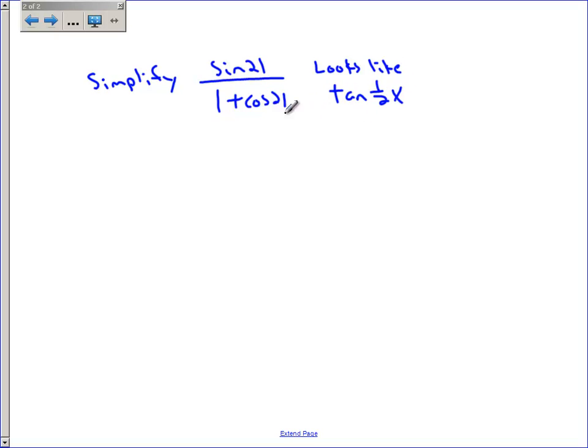And you saw the tangent of 1/2 x is the one that has 3 different forms of it, and the sine of x over 1 plus cosine x equals tangent of 1/2 x. So what you have to understand is, what does the 21 represent? The 21 is your x, so you need to know what 1/2 x is, and half of that would be 10.5. So this simplifies into the tangent of 10.5.